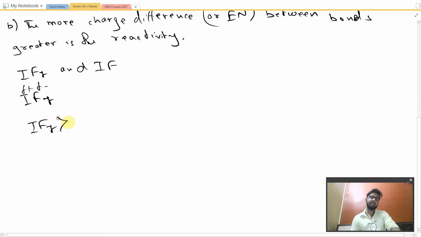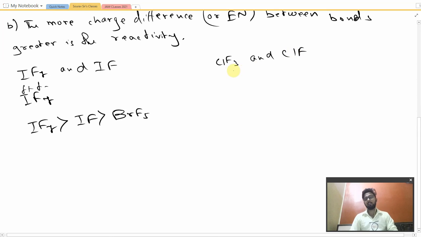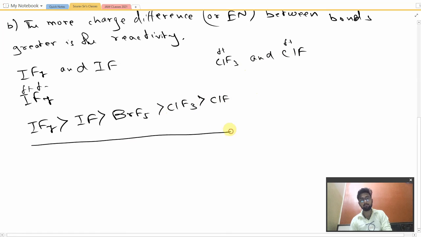So IF7 would be the most reactive, then IF, and then BrF5, because after I, Br is the most electropositive, and therefore the difference between Br and F is very high after IF7 and IF. The next compounds given are ClF3 and ClF. In this case both have Cl, so the charge difference is the same, but ClF3 has more delta plus on the Cl atom and ClF has less, and therefore ClF3 is more reactive than ClF. So this is the order for reactivity.